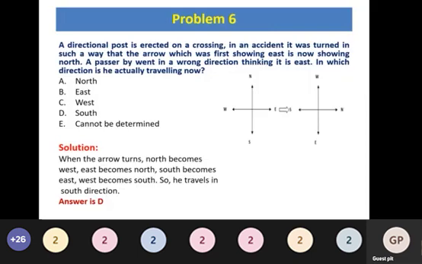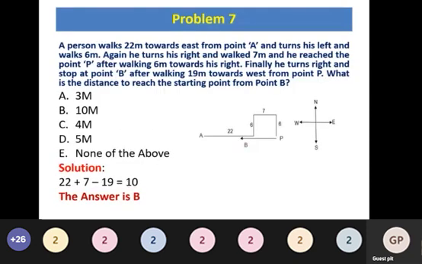Now, if you see the solution, when the arrow turns, north becomes west, east becomes north, south becomes east, and west becomes south. So he travels in the south direction. So the option is D, south. Now coming to problem number 7.